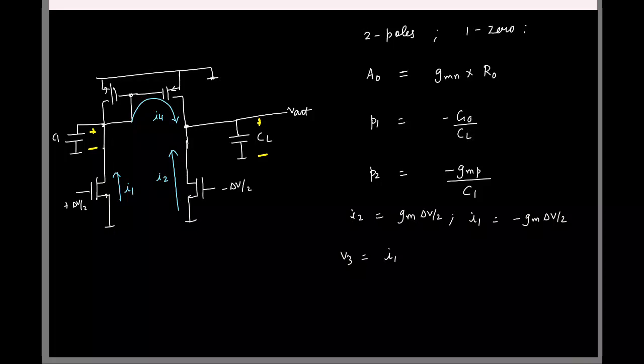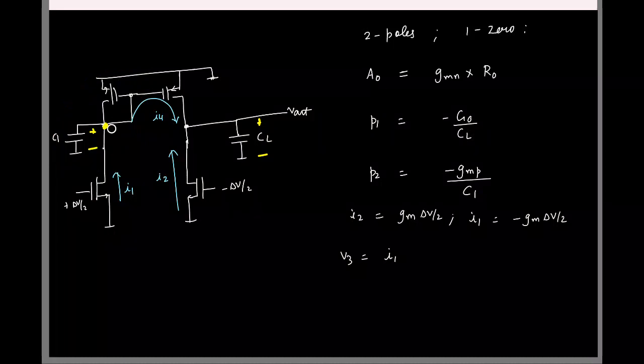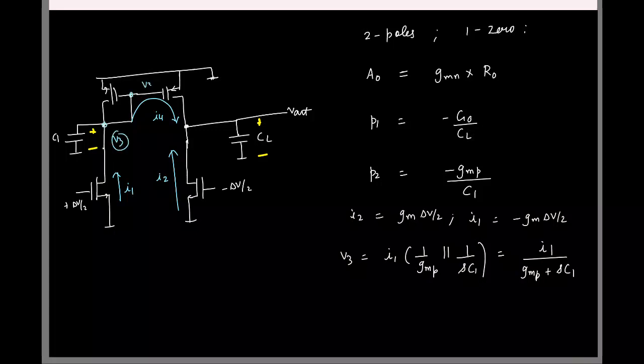No, but you don't have just Gm, right? You also have something there. This current I1 flows into the effective impedance you have at this node. At this node, what is the impedance you have? Resistance you have is 1 by Gm. You also have a capacitance in parallel which is C. So you have I1 into basically 1 by Gm of the PMOS, 1 by SC. So this is I1 by GMP plus SC. So this is V3. So this is also V3.